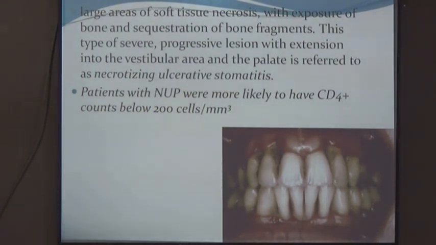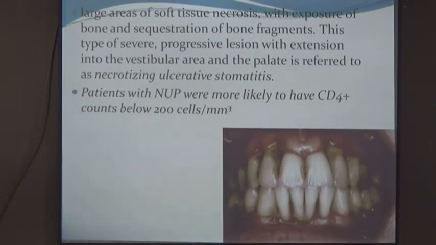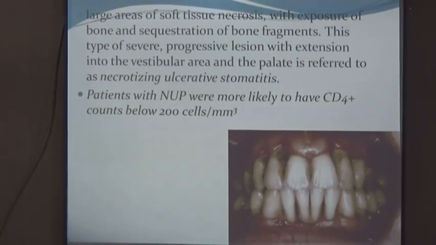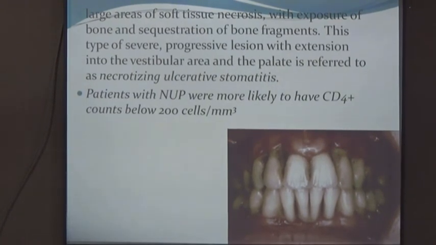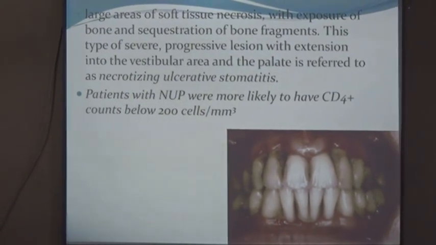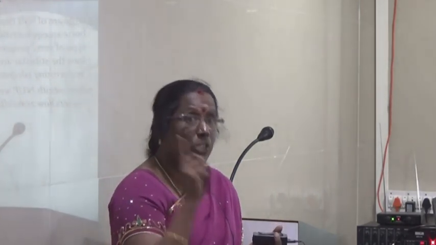When you call it necrotizing ulcerative stomatitis, there is a larger area of soft tissue necrosis with exposure of bone and sequestration of bone fragments. This is a type of severe progressive lesion with extension into the vestibular area. When necrotizing ulcerative gingivitis is not treated, it goes to periodontitis. When the periodontitis extends to the vestibular area, you will get a stomatitis. You should understand: necrotizing ulcerative periodontitis involving the vestibular area, we call it stomatitis.